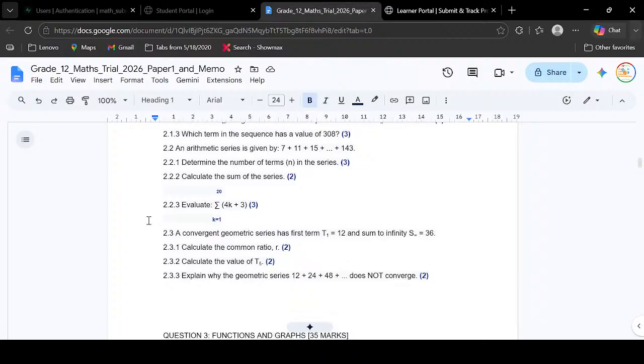What is 2.3.1? We are calculating the common ratio. 2.3.2, we are calculating the value of T5. 2.3.3, we explain why the geometric series does not converge.